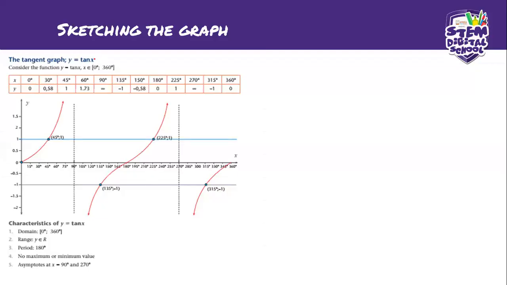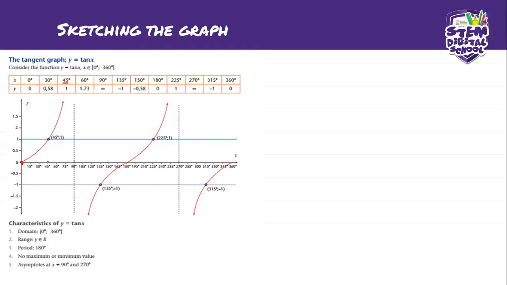For instance, if x is 0 degrees, you take your calculator and say tan 0 degrees, and the answer is 0. Then you plot that point. That point is here. Now we can take 45. If you take 45, then the corresponding y value is going to be 1.